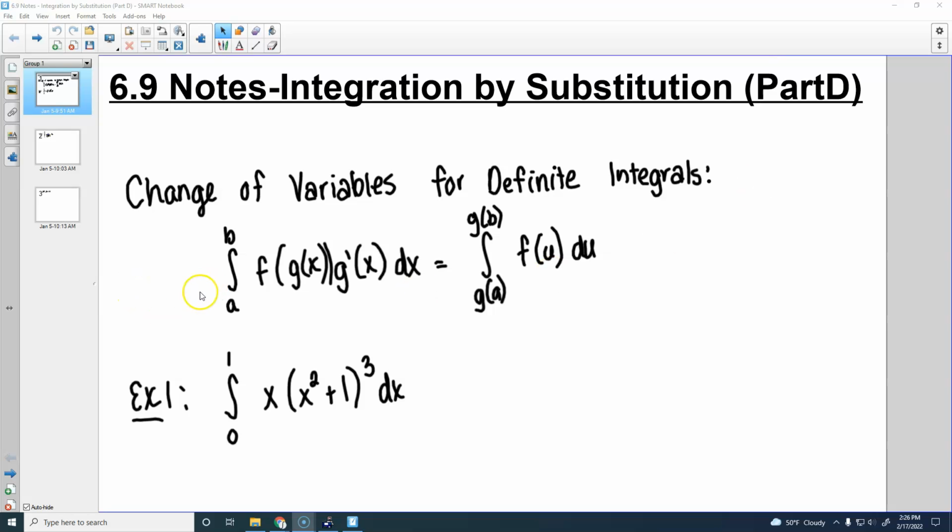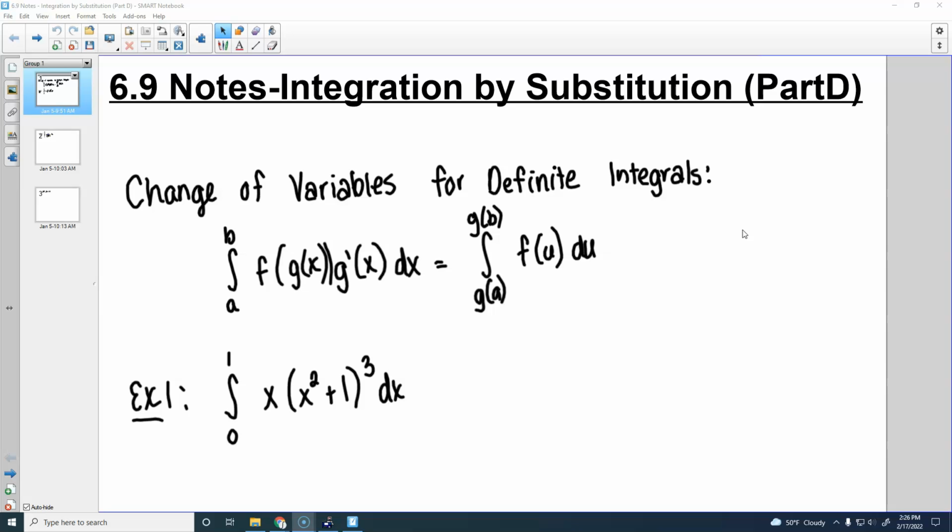So, change of variables for definite integrals. Okay, basically it means we're going to switch everything to u's and we're never going to go back to x's. On the problems that you were doing last night and the ones we've done so far, you switch to the u, but you have to switch back to x's because it's indefinite integration.